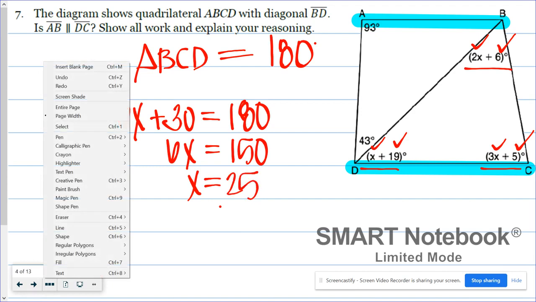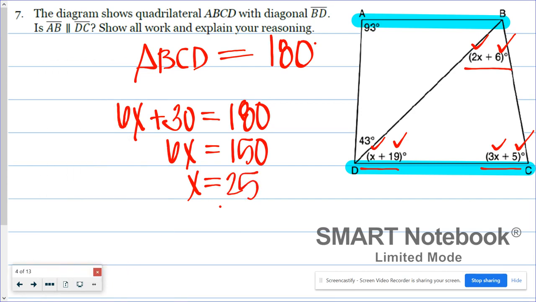So what do we now know? Okay, well, we know that angle BDC would be 44 degrees, right? We know that angle DBC would be 56. Okay.